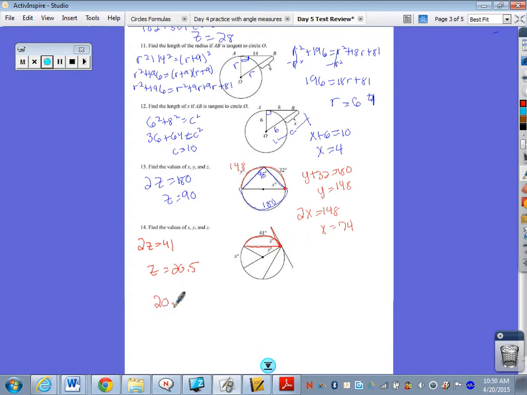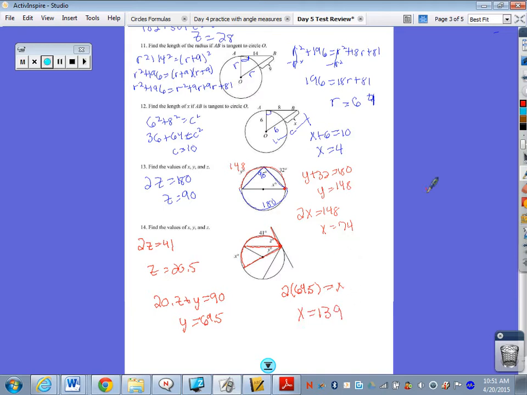Now, z and y are between the tangent and the radius. So z and y add up to 90, because the radius and a tangent are always perpendicular. So that's how we're going to find y. And then you get y to be 69.5. And then y is on the circle. So because it's on the circle and it opens up to x, to get x, we do 2 times 69.5, which is y, is equal to x. And then x is 139.